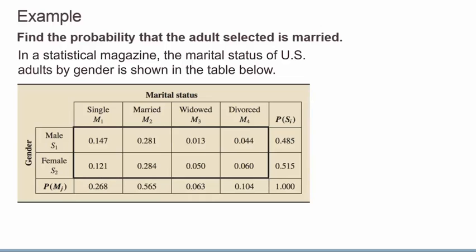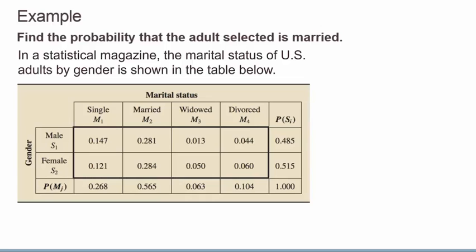For a single female, we have 0.121, married female 0.284, widowed female 0.050, divorced female 0.060, for a total of 0.515, which is the probability we select a female. While male and female make up the rows, the columns are made up by the marital status.